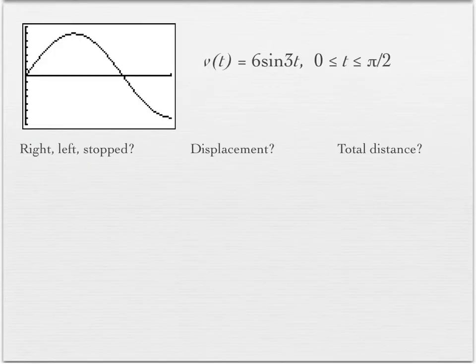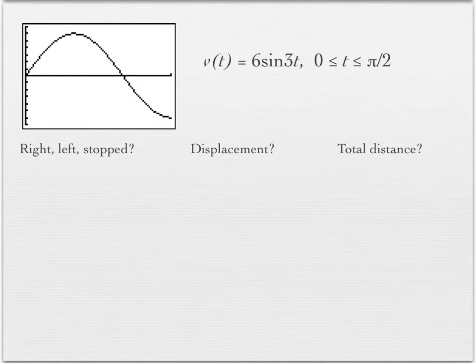Alright, now here's another example here. We have this particular function, 6 times the sine of 3t. It's graphed between 0 and pi over 2. And this is one of those goofy particle things again. It's just moving back and forth, but it is based on this thing here. We want to know when it is going to the right, when it's going to the left, and when it's actually stopped. And you'll remember some of this from previous chapters when we looked at it.